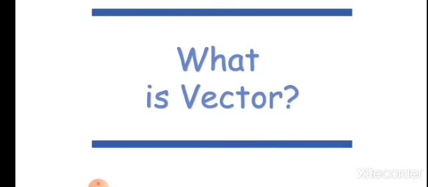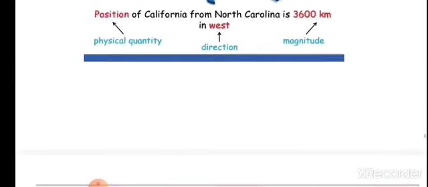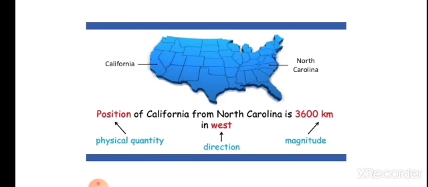Now let us study about what is a vector. A vector is a physical quantity that has both magnitude and specified direction. A physical quantity having both magnitude and specified direction is called a vector quantity. Examples: displacement, velocity, acceleration, force and momentum. These are the examples for a vector quantity.